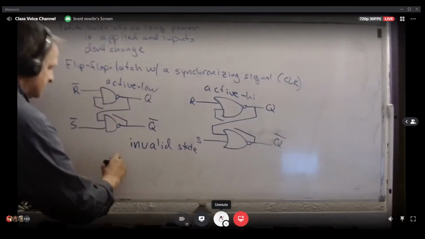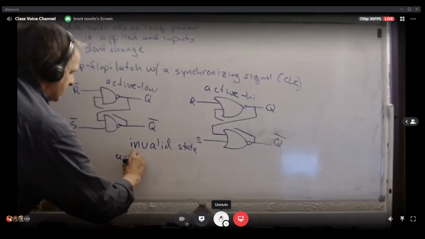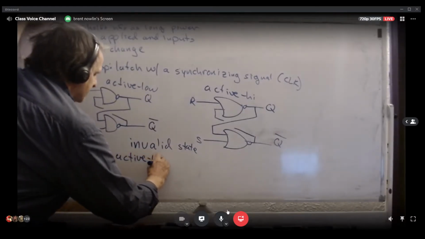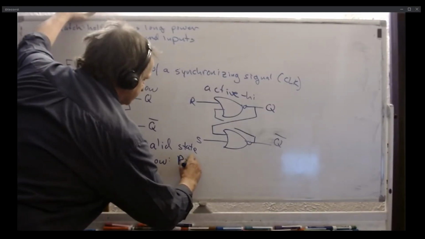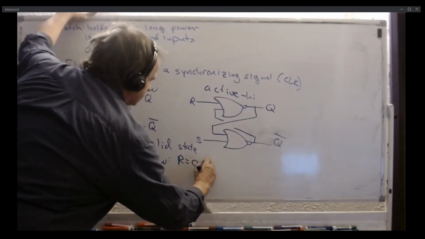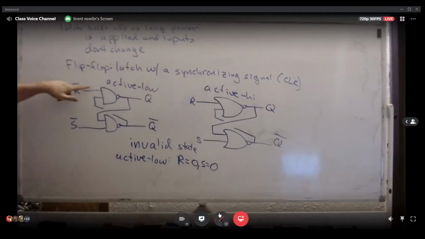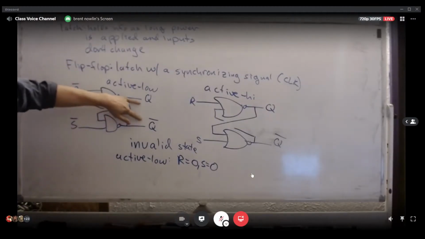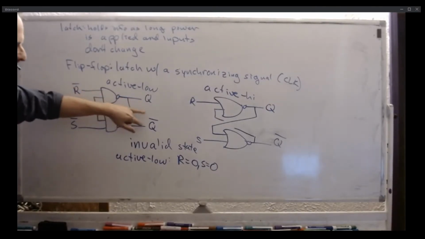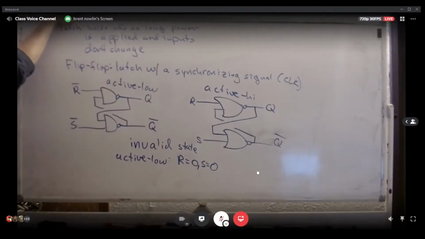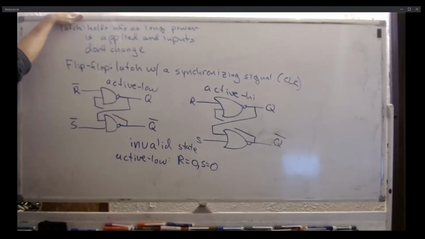So with the active low, it's when both S and R are low. And if S and R are both low, both of these guys are going to be high. That's a violation, right? Because Q and Q not have to be opposites.